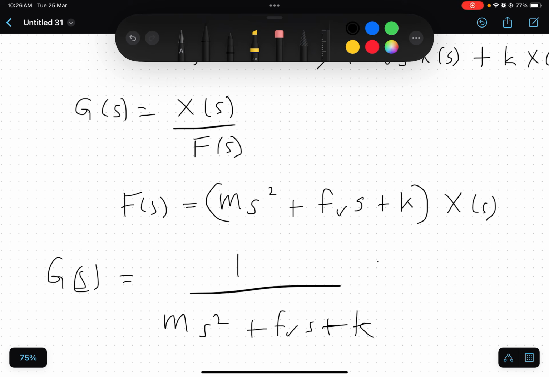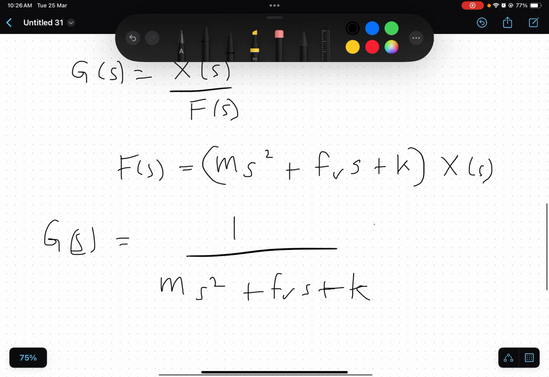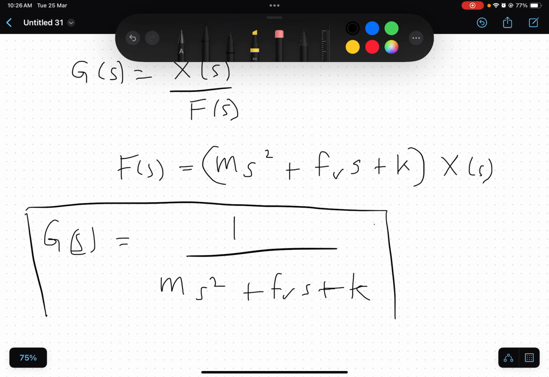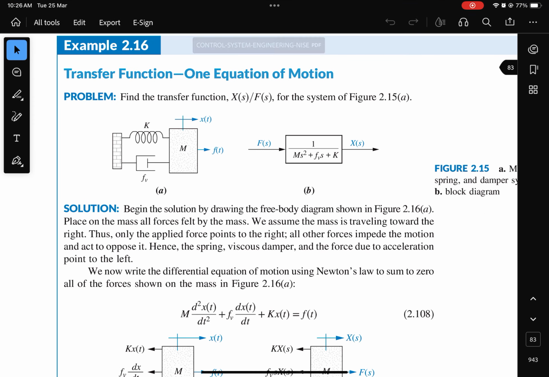So this is the transfer function, as shown also in the example here. On 2.16b, it shows the transfer function for this mechanical system, and I've shown you how to derive it, how to get that value. So that's the first example. We'll go through the next one after this.